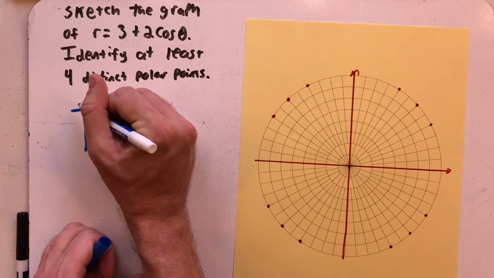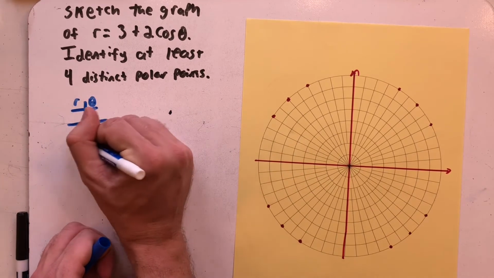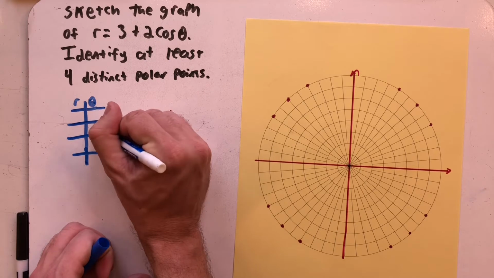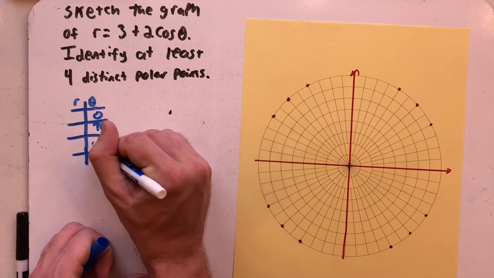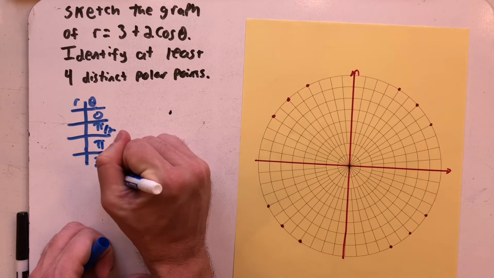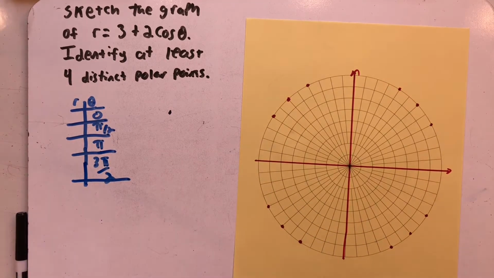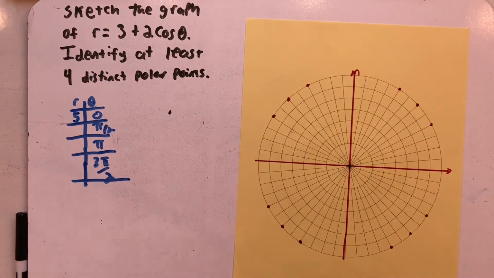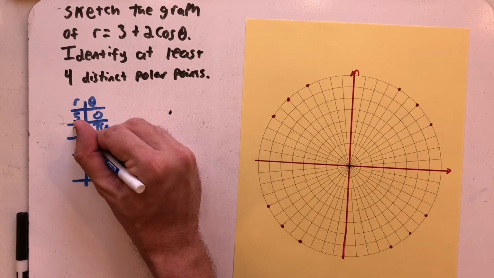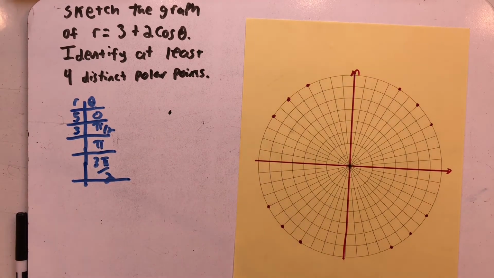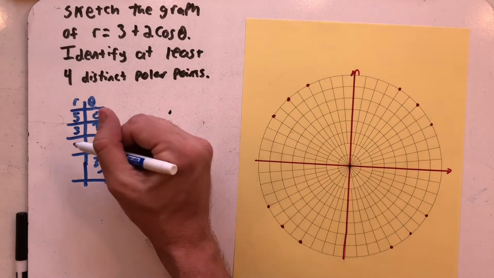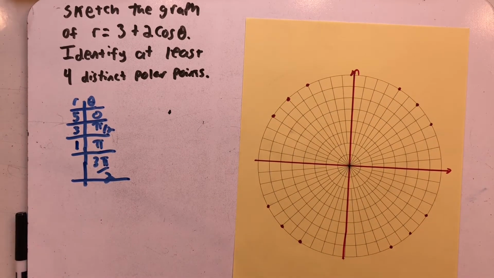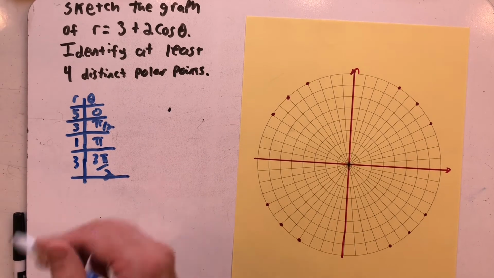I'm going to start with those quadrantal points. So I need a table for some r's and some thetas. And I'll plug in a 0, a pi over 2, a pi, and a 3 pi over 2. Alright, so when I plug in a 0, I know that the cosine of 0 is 1, which makes this 3 plus 2 is 5. The cosine of pi halves is 0, so I know I'm going to get out a 3. Alright, moving along to pi, the cosine of pi is minus 1, I'll get out a 1. And then finally, the cosine of 3 pi halves is 0 again, I'm going to get out a 3.